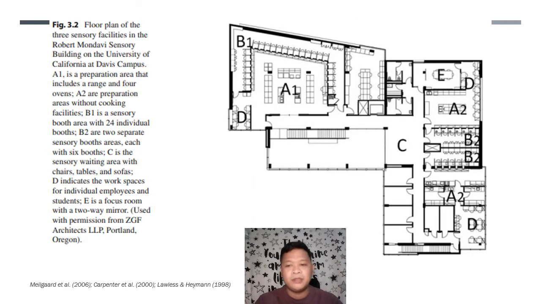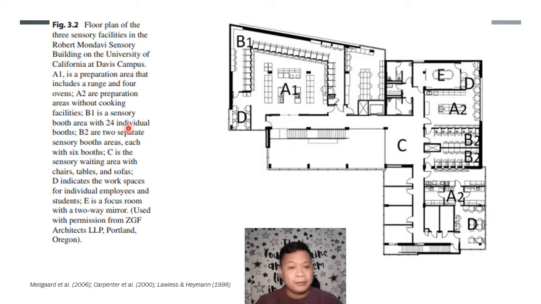So here is an example of a sensory testing area, okay, from the UC Davis facility. Right, you have here A1, a preparation area for food, and this one in this case includes 4 ovens. You also have a preparation area without cooking facility. So this is a rather large sensory evaluation room. No? They have more than one preparation area and they have more than one sensory evaluation room in this case. So A2, A2. In this case, you have three separate preparation areas.